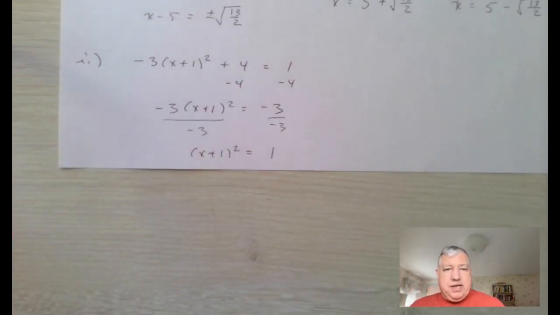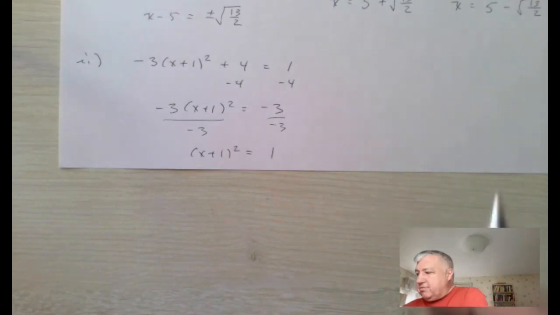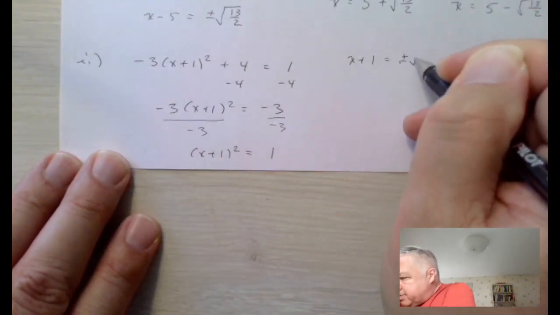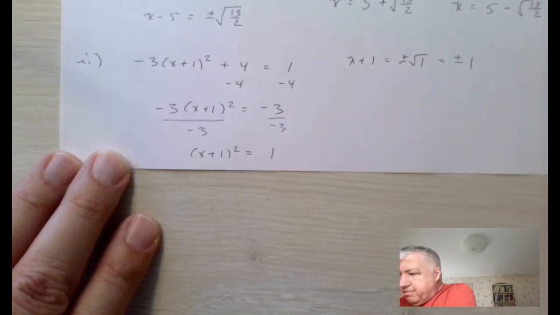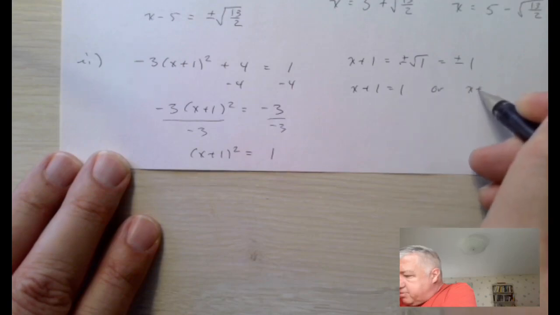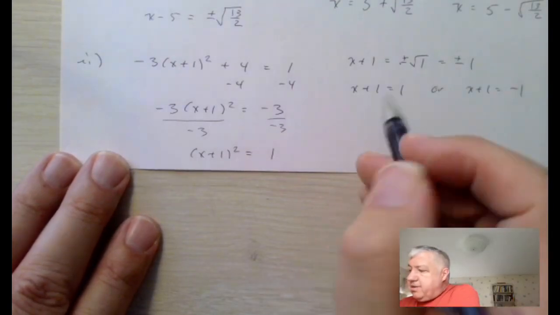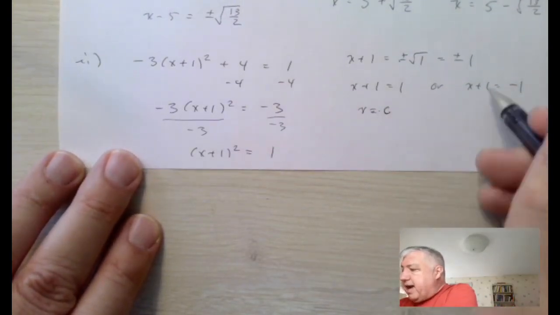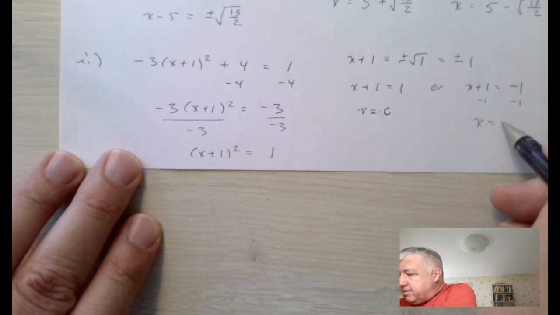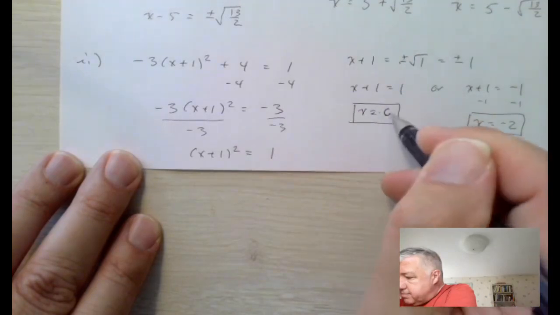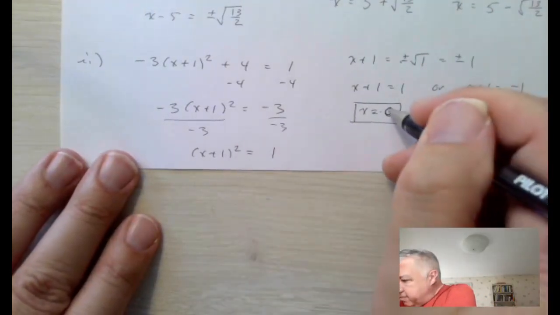Okay, and I think you can see that there's only one possibility. Well, actually, there would be 2 possibilities, right? x plus 1 is plus or minus the square root of 1, which is plus or minus 1. So either x plus 1 equals 1 or x plus 1 equals -1. So this means x is 0. And if we subtract 1 from both sides, we get x equals -2.